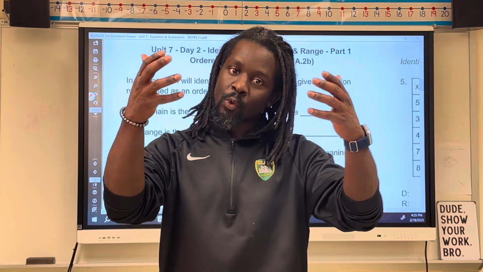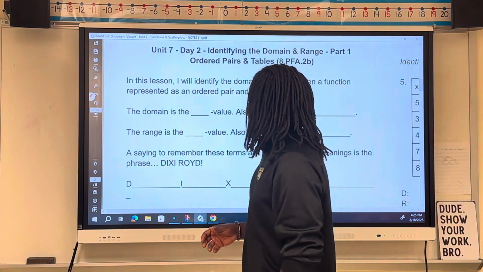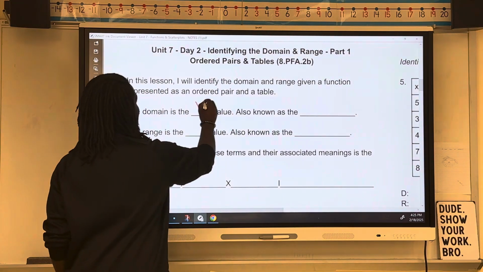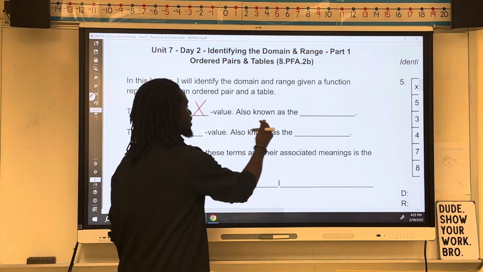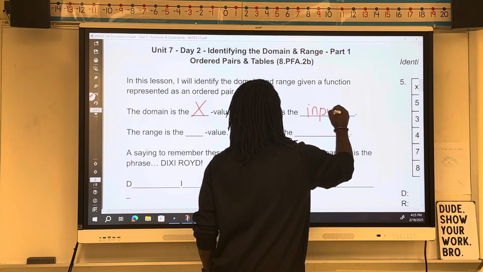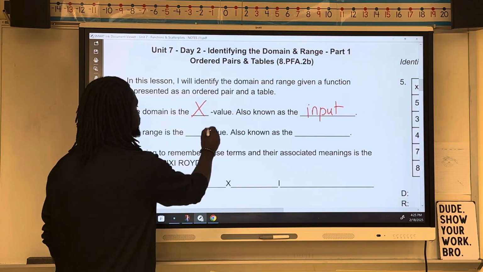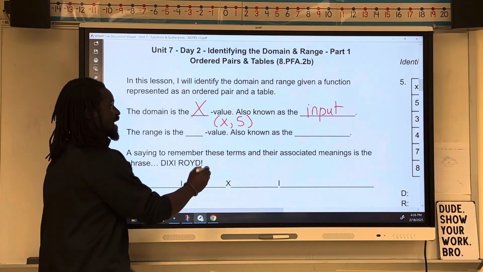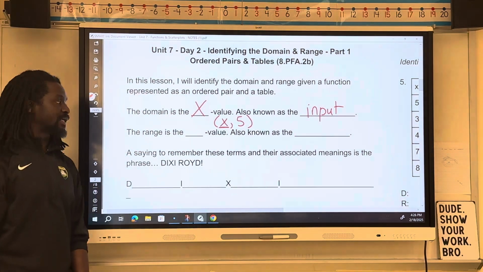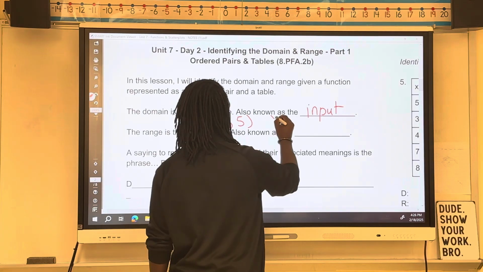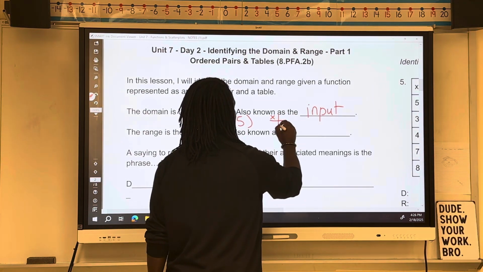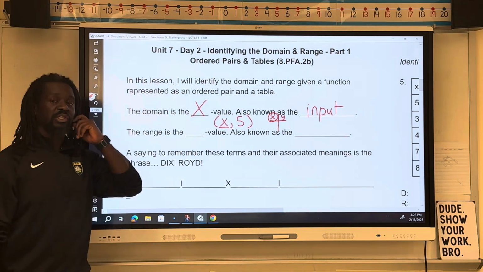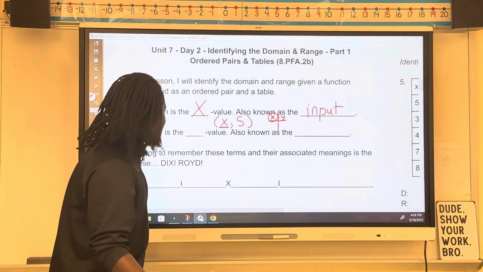What is the domain and the range? Let's define that for you off the bat. The domain is the x values. It is also known as the input. When you are talking about ordered pairs, the x is always the first value, whatever that first number is. And when you're dealing with a table, the x is always the first column, all of these values. That is the domain.